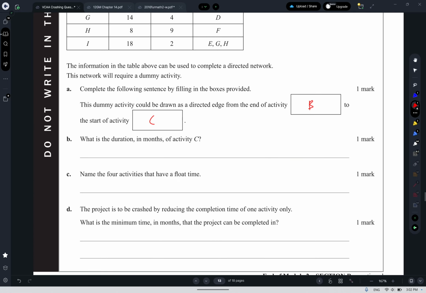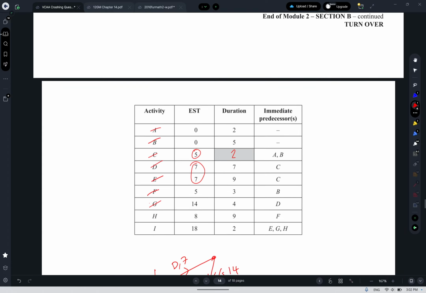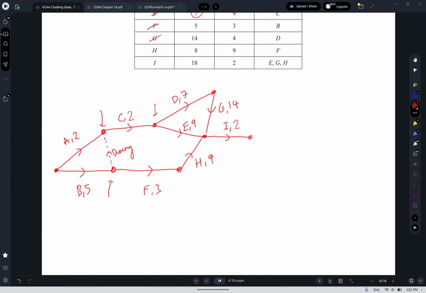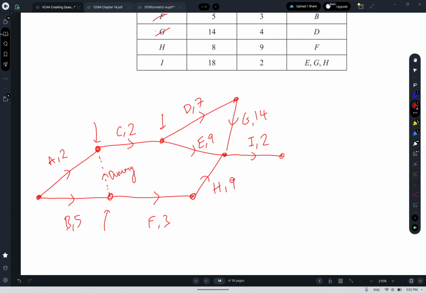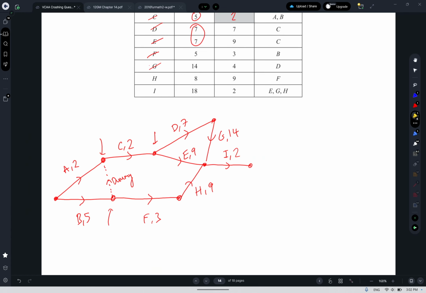The critical path. Duration in months of C is 2, for activities that have a float time. To find the activities that have a float, we should find the critical path. So the EST of I is going to be 18. So we're going to find the route that takes 18 to get there. That's coming from this information here. So 5, 3, 9 would be 17. 5, 2, 7 plus 7 is 14. Plus 4 is 18. Is that right?